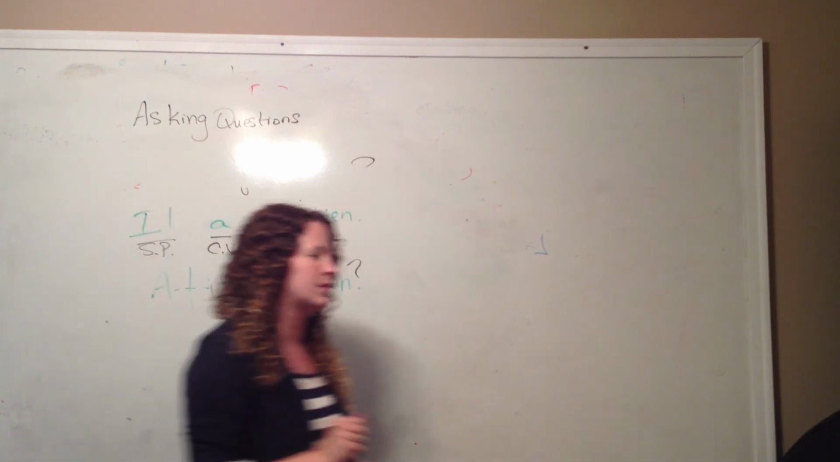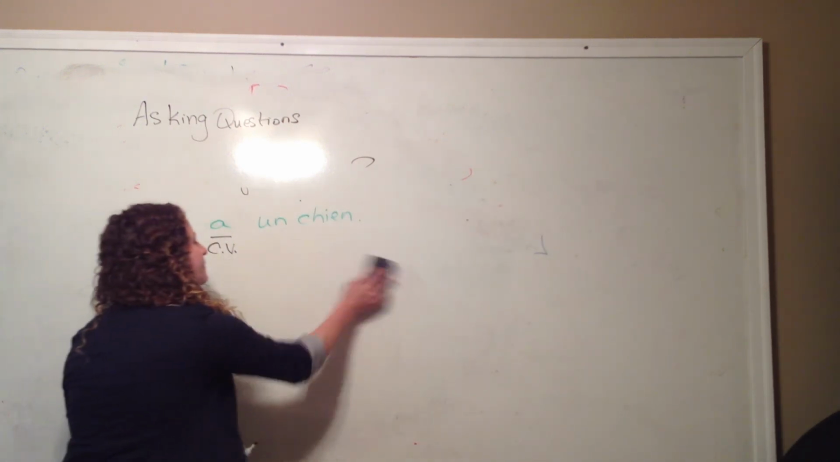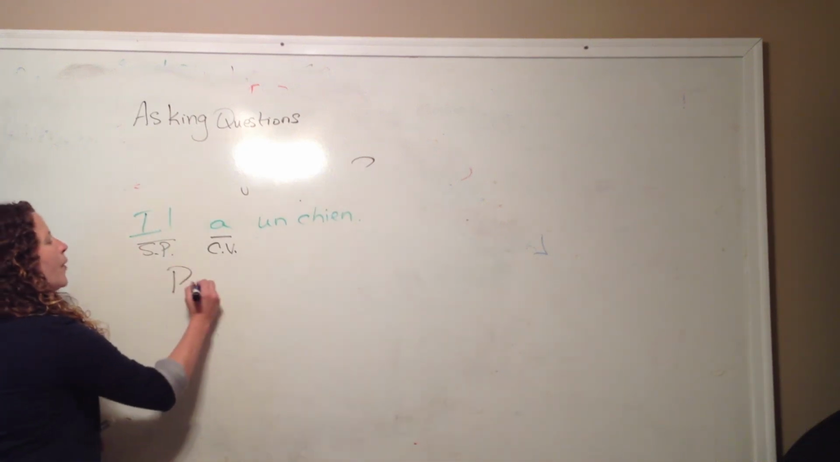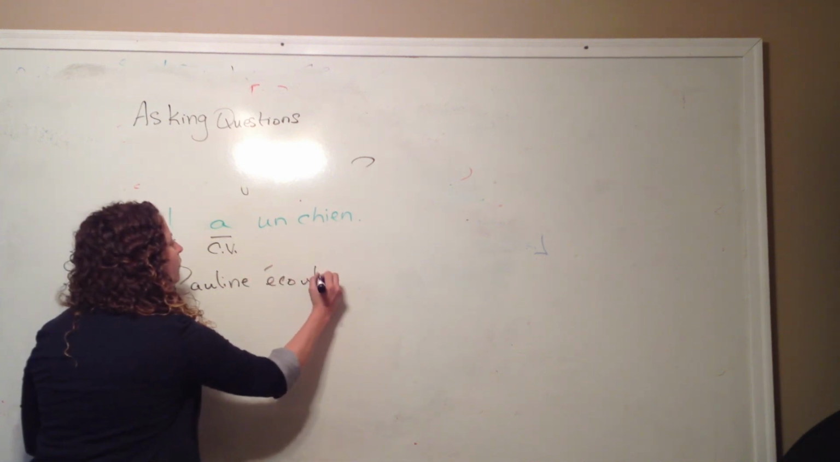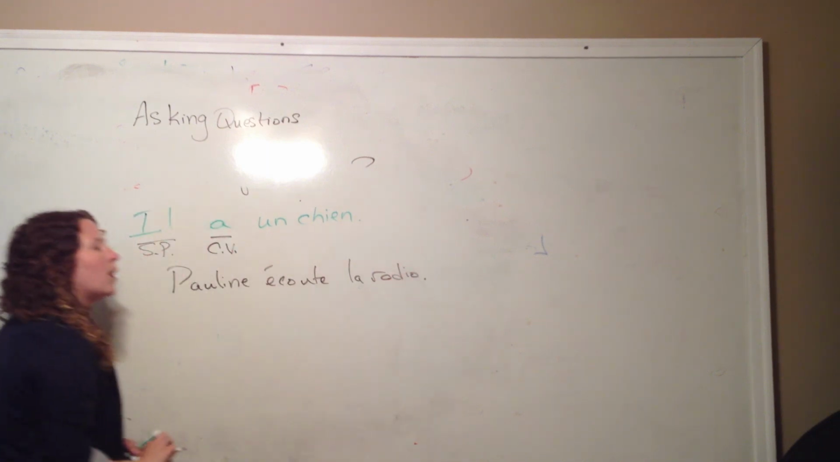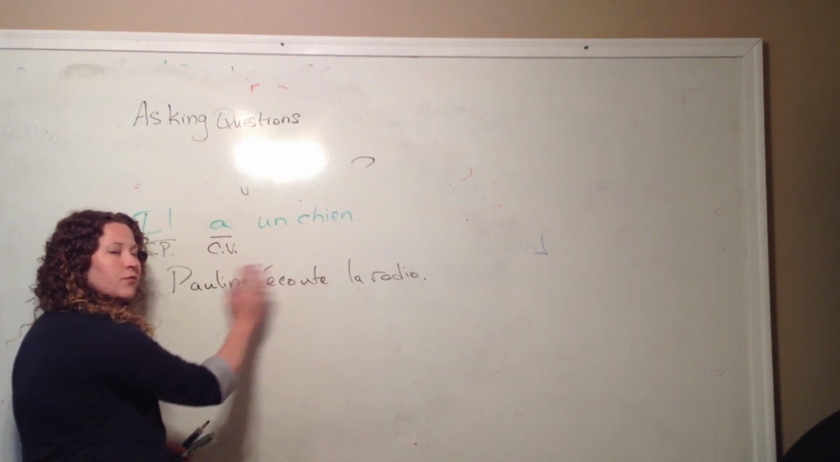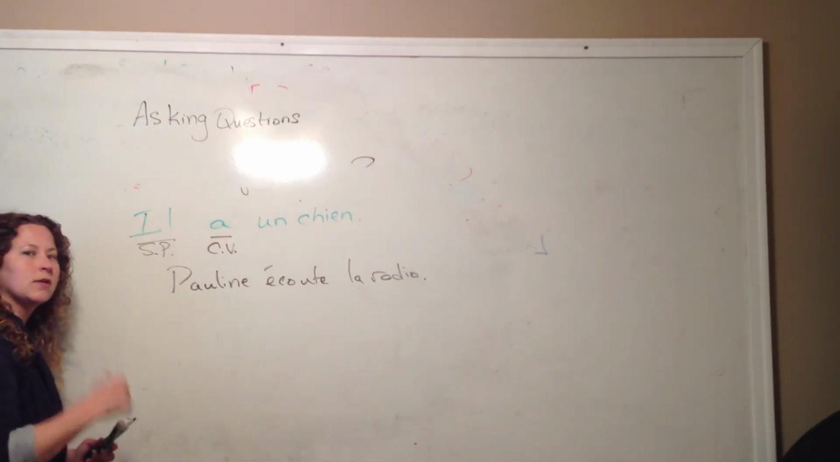Let's do one more of these. If I said, Pauline écoute la radio. Pauline listens to the radio, right? Regular ER verb, conjugation for third person singular is E. Because Pauline acts like she, right?